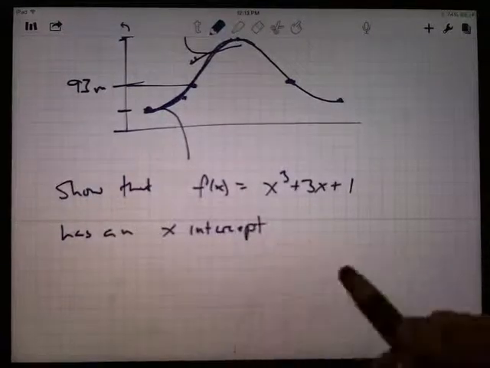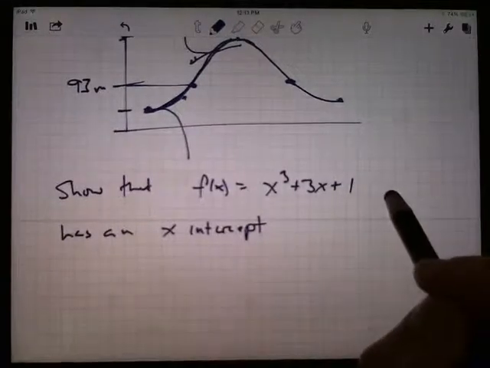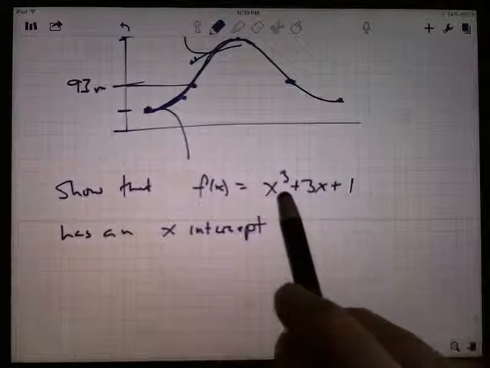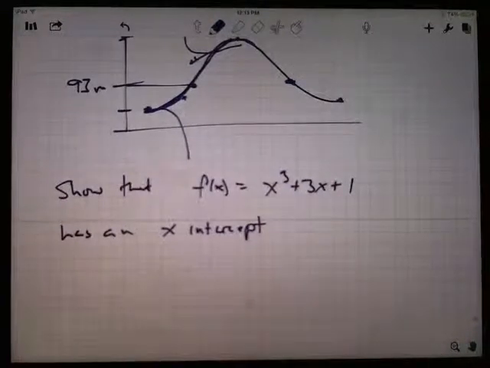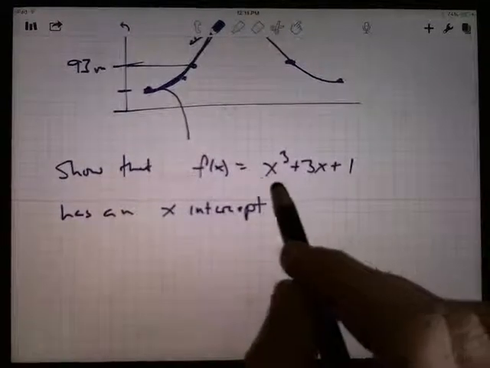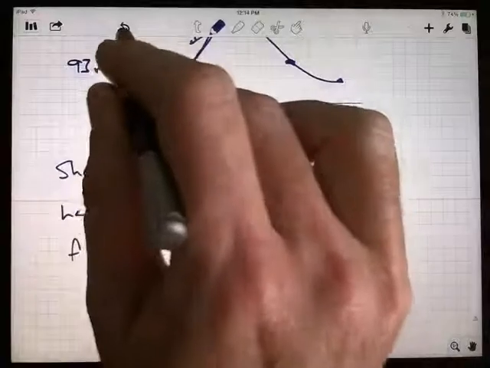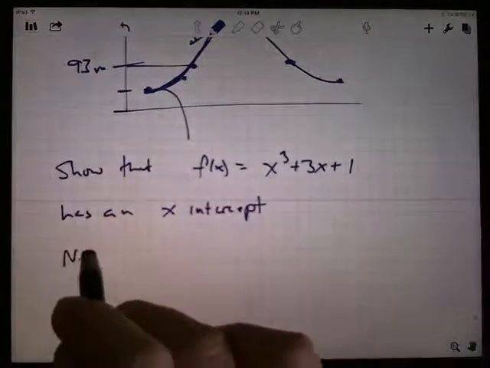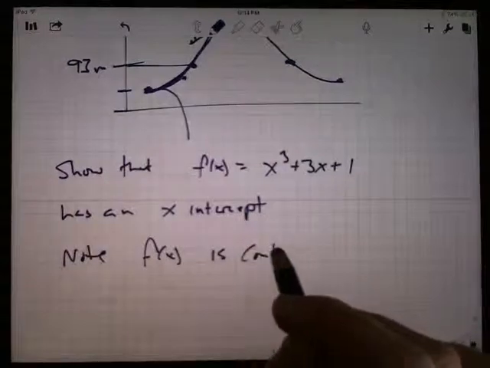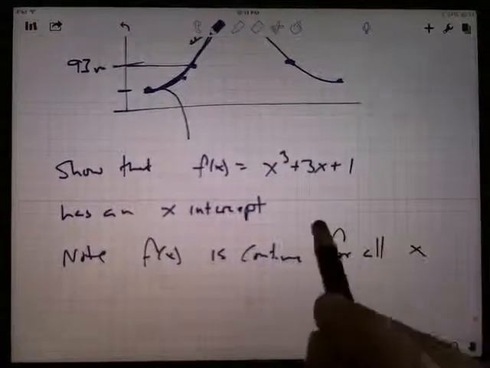intercept. Right. Now, I could actually try to set it equal to 0 and solve, but cubics are a little trickier to solve than quadratics. But here's what I want to do. Notice f of x is continuous. So let's note f of x is continuous for all x. How do I know it's continuous for all x?